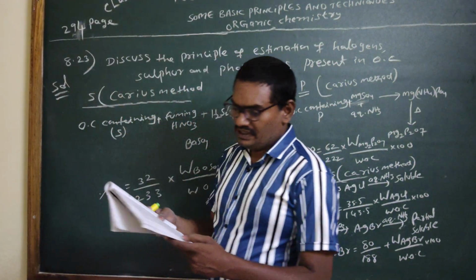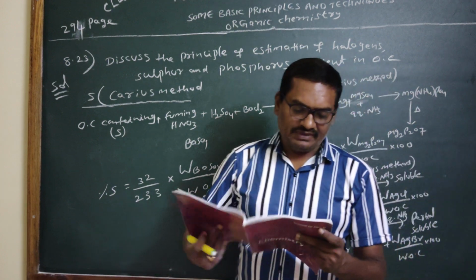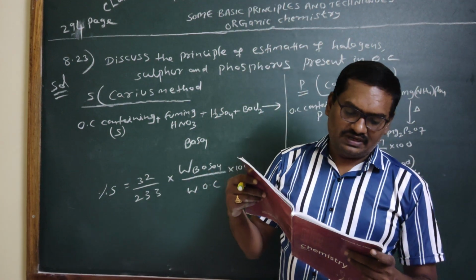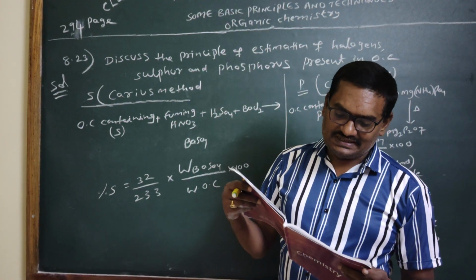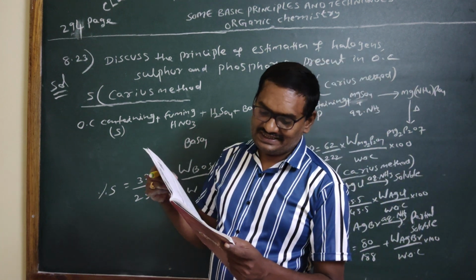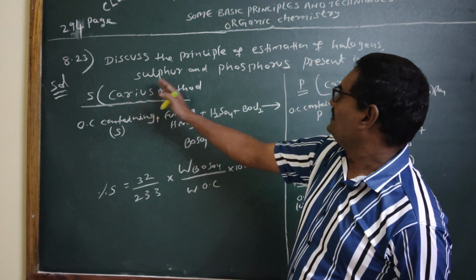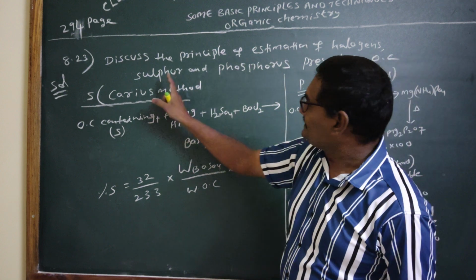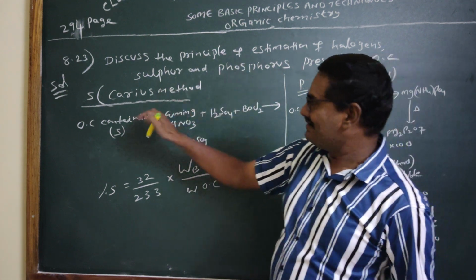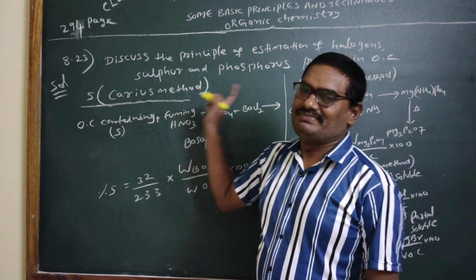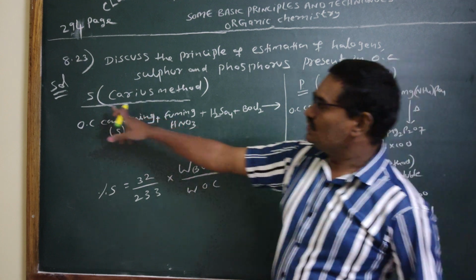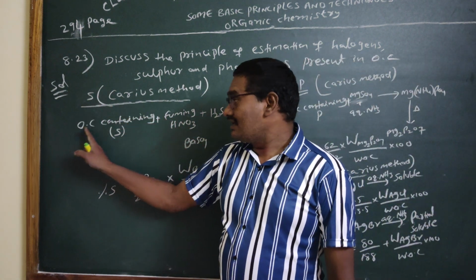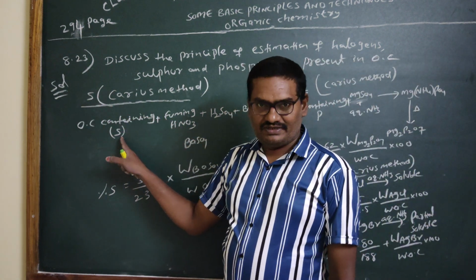Next one, 8.23. Discuss the principle of estimation of halogens, sulfur and phosphorus present in an organic compound. Halogen, sulfur, and phosphorus are estimated by Carius method. First, sulfur. Consider an organic compound containing sulfur.